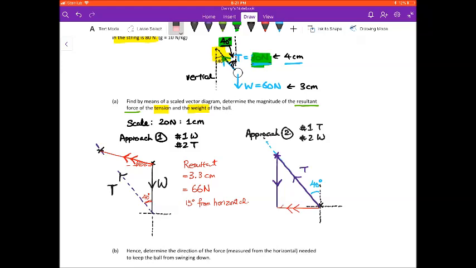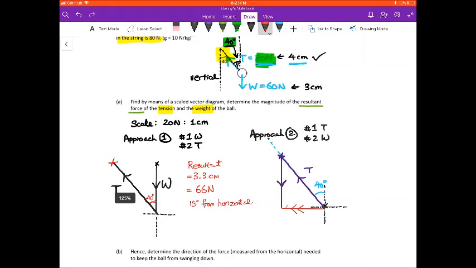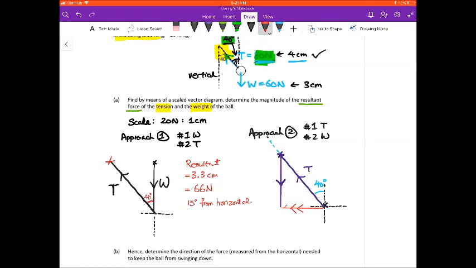Stroke eraser. Yep, this is wrong. Because my tension is supposed to be 4 cm, right? I actually used my ruler wrong. 4 cm, if I draw right, is around here. Okay, so actually it should stop here. And so my resultant is here.